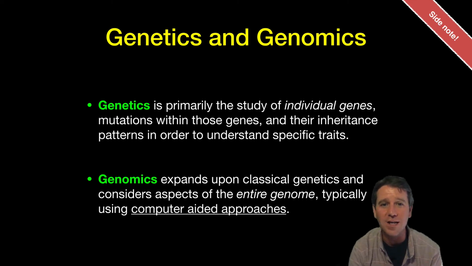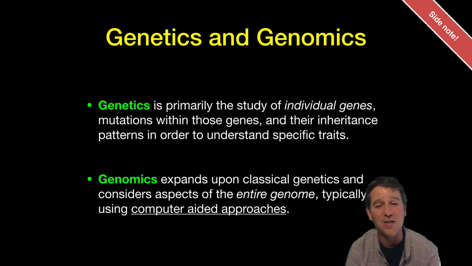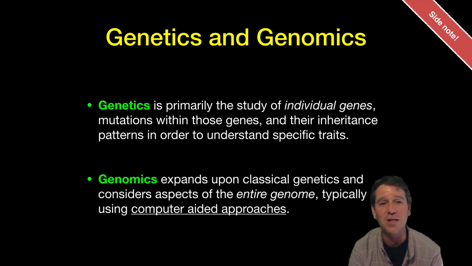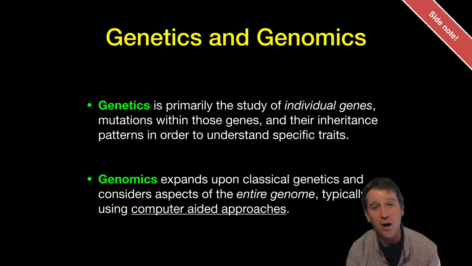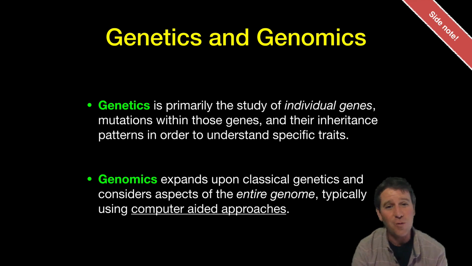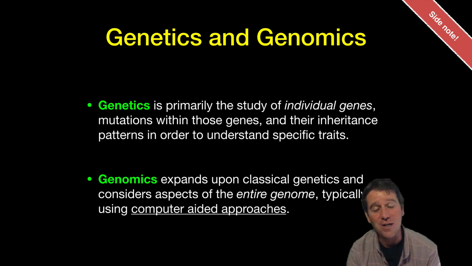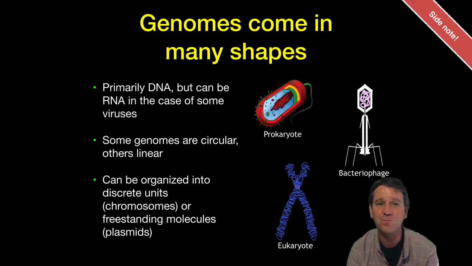And genomics is indeed intimately related and, in fact, underlined by genetics, but it is distinct. Genetics I think of as primarily the study of individual genes or families of genes, mutations within those genes, and their inheritance patterns in order to understand specific traits, for example. So genomics really expands upon this classical genetics approach and considers aspects not just of individual genes, but of entire genomes. And because of this large-scale nature, it nearly always requires computer-aided approaches. That's a big defining aspect of genomics.